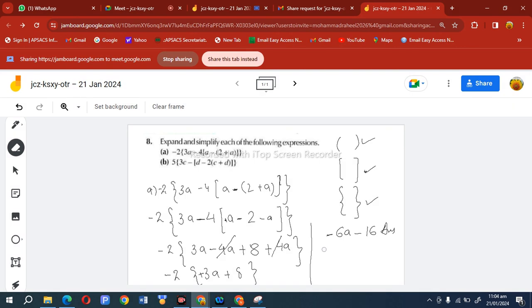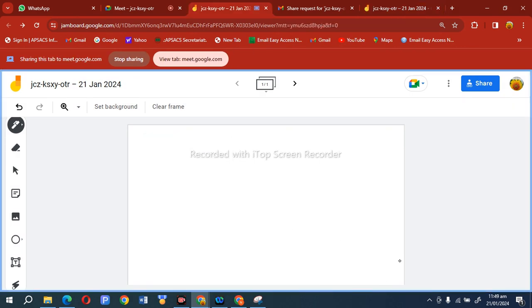With the same method, you have to solve the second part. Okay, now I'm going to explain to you how to compare decimal numbers.